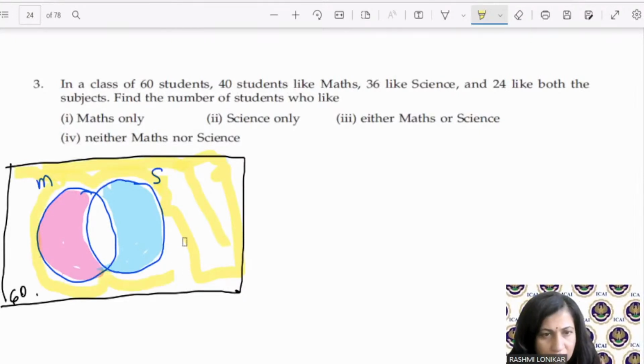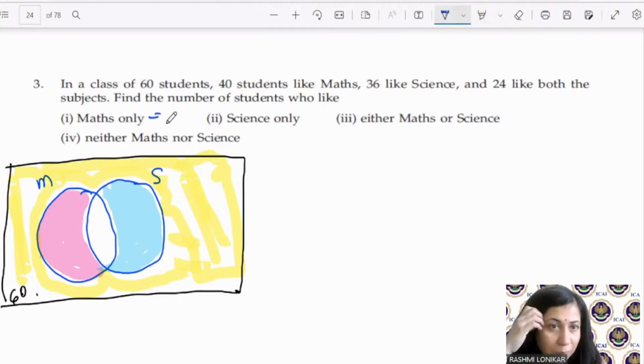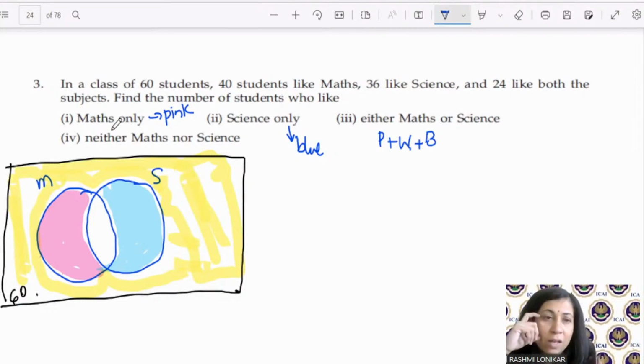Okay, this is too much to color, so I'll just leave it at that. So I'm going to write it over. Maths only is the pink color. Science only is the blue color. They want you to find either maths or science, which is pink plus white plus blue. Neither maths nor science is yellow.